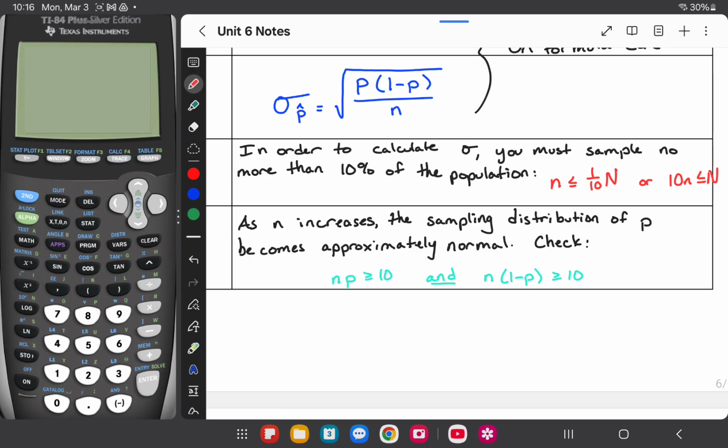Probably the easier way to think about it, though, is to multiply both sides of that inequality by 10, and you arrive at this: 10 multiplied by n is less than or equal to capital N. In other words, 10 times your sample size must be reasonably less than your population size.